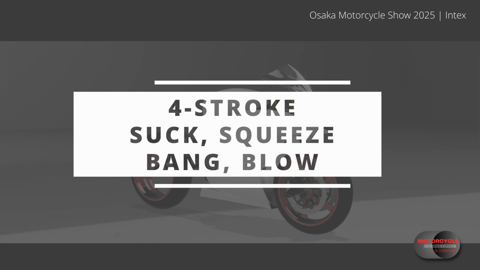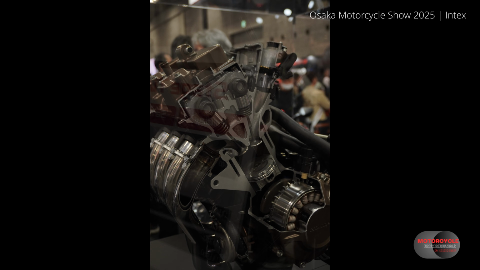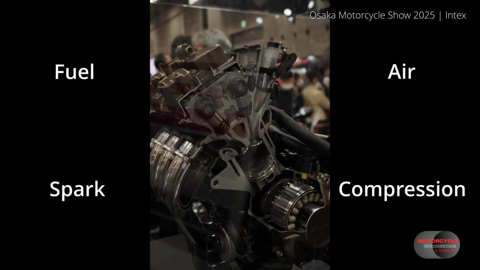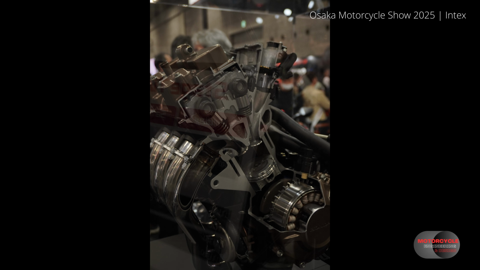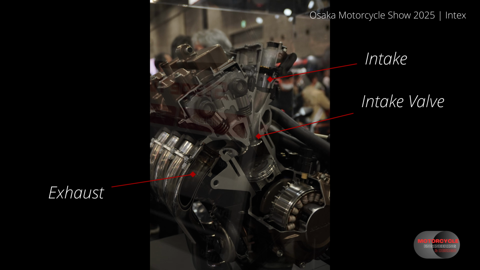Now I'm assuming everyone understands the concept of a 4-stroke engine, but we're going to summarize it now with this cut section. For any internal combustion engine to work, we need 4 main things: fuel, air, spark and compression. Air and fuel is first pulled through the intake valve into the cylinder. It's then discharged via the exhaust pipe via the exhaust valve.